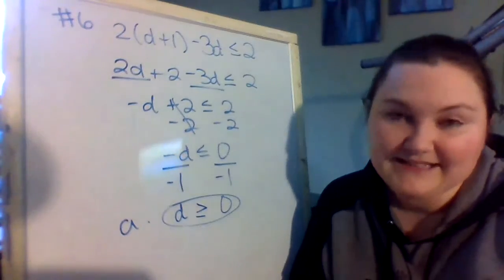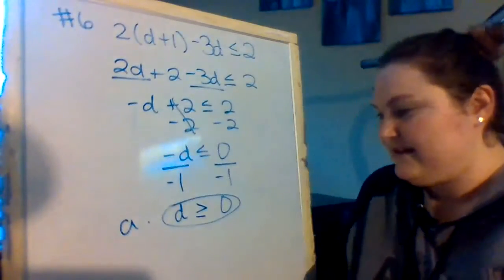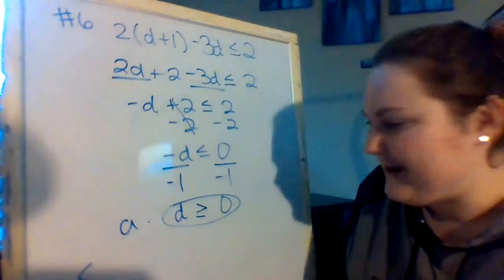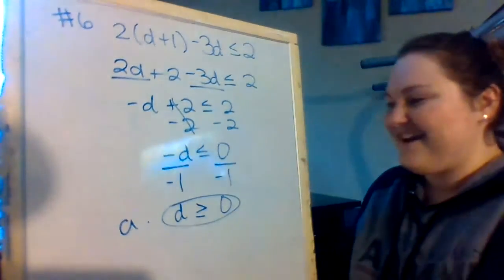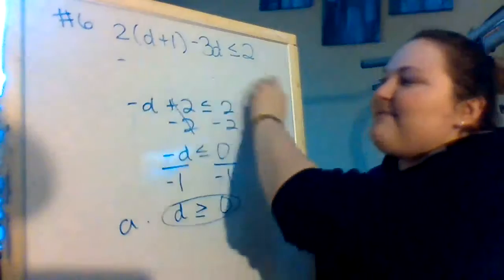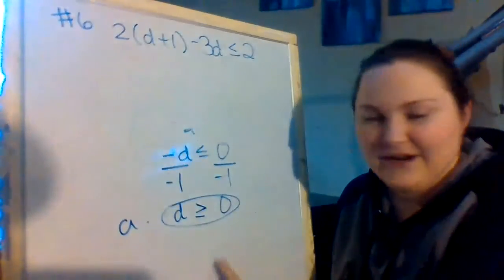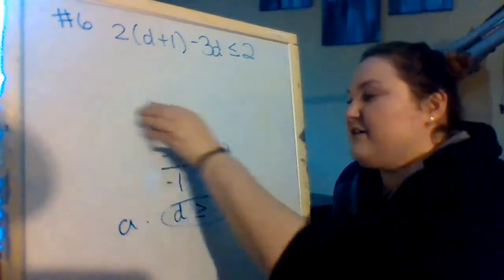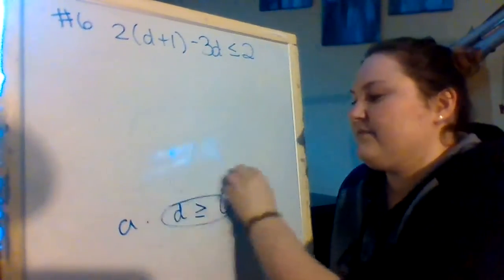The second part asks us to go ahead and graph it. Now, nope, that's not going to fit. We'll try it higher. As I'm drawing a number line for us, think about if I say d is greater than or equal to 0, what numbers am I talking about? What numbers are greater than or equal to 0?